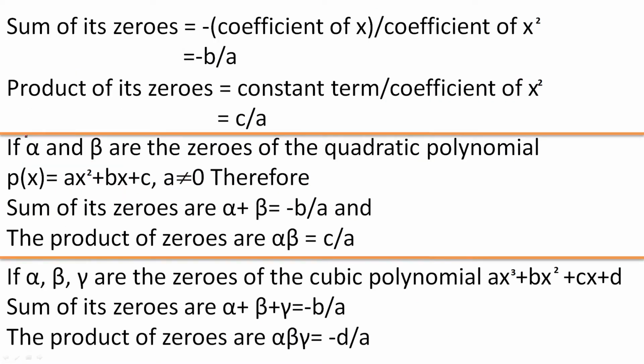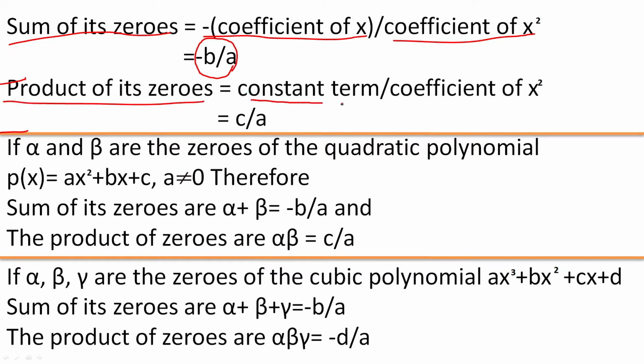Sum of its zeros, this is actually a formula. In any quadratic equation, the sum of its zeros is minus coefficient of x by coefficient of x square. That is, we used to say minus b by a. This is the formula for finding the sum of its zeros. Product of its zeros is equal to constant term by coefficient of x square, that is c by a is the formula. Coefficient of x square is the same in both cases. If it is a quadratic equation, the sum of its zeros is equal to minus b by a. The product of its zeros is equal to c by a.